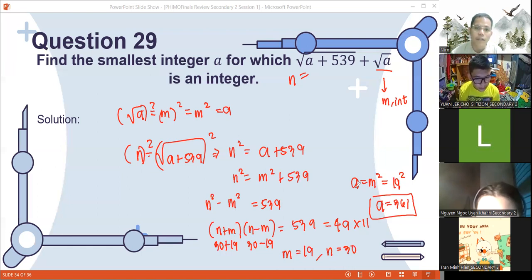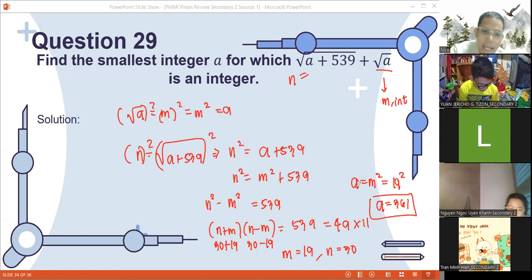So this is also another technique. This is what we call the substitution technique. Because if you already have this value, you substitute it to another value. Say, for example, you simplify it. That's why the square root of a plus 539, I substitute it with just n, so that I can simplify it with n only. Now, the square root of a, I substitute it with m, so that it will become m only. And then furthermore, we can simplify it. Then after simplification, we can just simply solve for it.